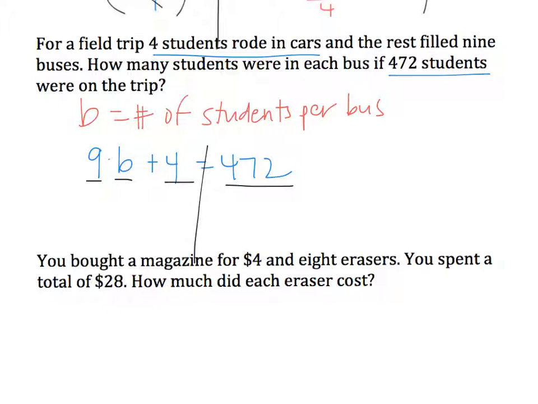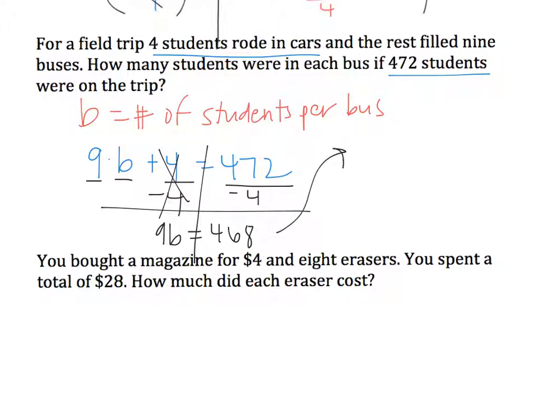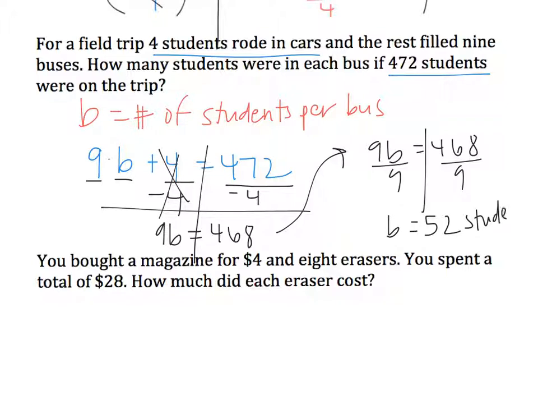So let's go ahead and solve this equation. I'm going to subtract 4 right away from each side, and I'm left with 9B on the left-hand side equals 468. So 9B equals 468. Last step will be to divide by 9, and I get B is equal to 52, which would be students on each bus.